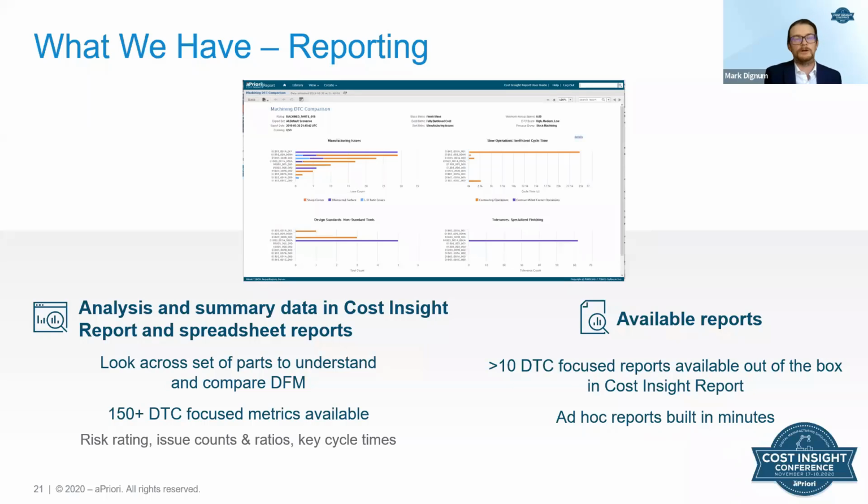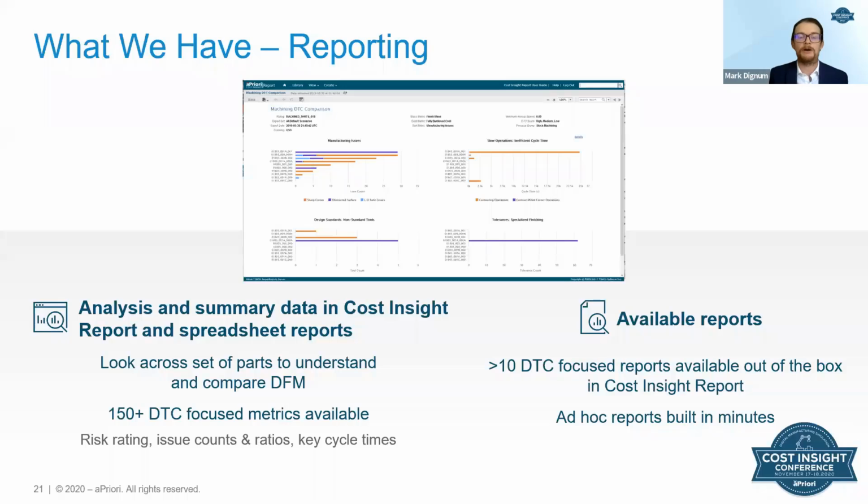So we have design to cost metrics available in the Cost Insight Report as well as spreadsheet reports. They're really meant more for analysis, so you won't be able to report on individual features, but you will be able to get data like the count of sharp corner issues or the count of draft issues that you have on individual parts. And then we also put in some unique metrics that allow you to understand things like the density of issues on the part, or the ratio of slow machining operations driven by geometry like contouring to the overall cycle time of your part.